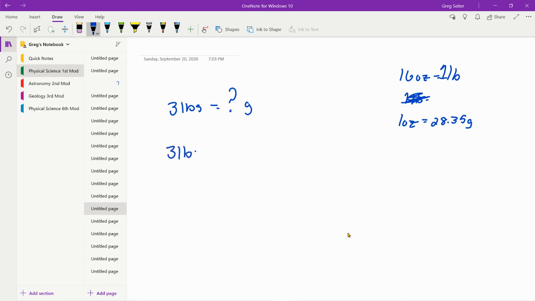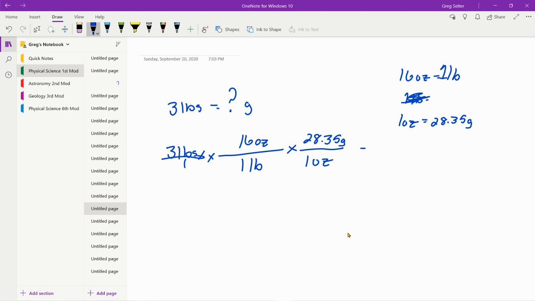Okay, so 3 pounds over 1 times. Now remember, we want to get rid of pounds. We're going to put that pound on the bottom. So 1 pound is 16 ounces. Then we're going to multiply that. We want the 1 ounce on the bottom and the 28.35 grams on top.